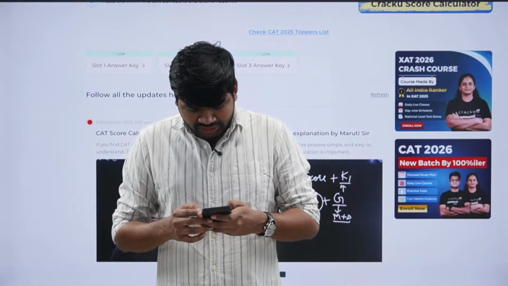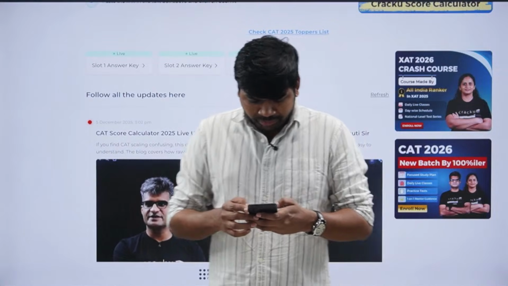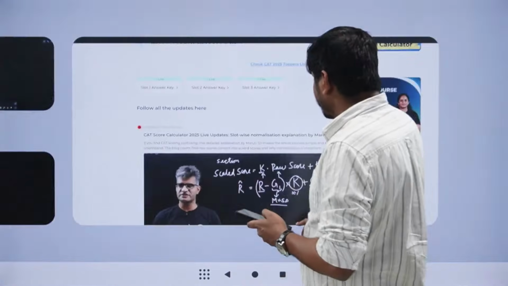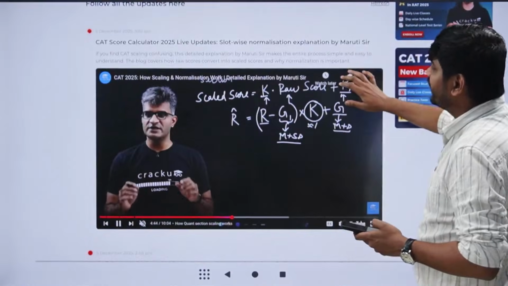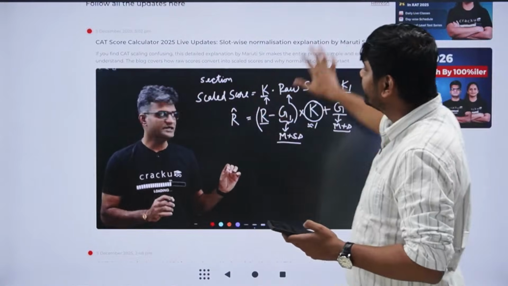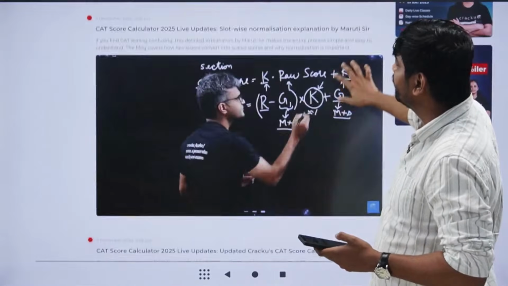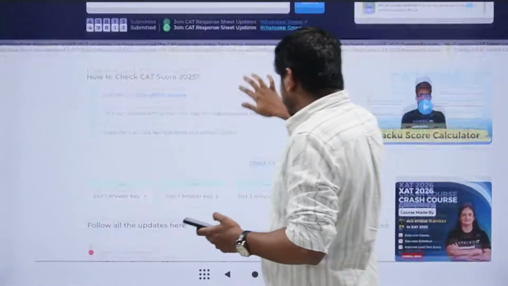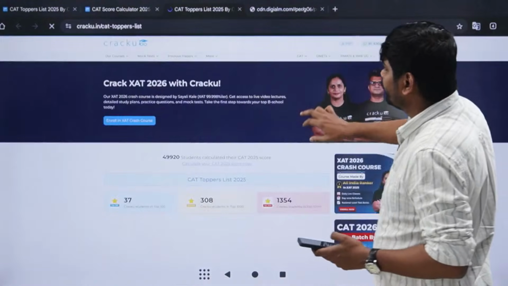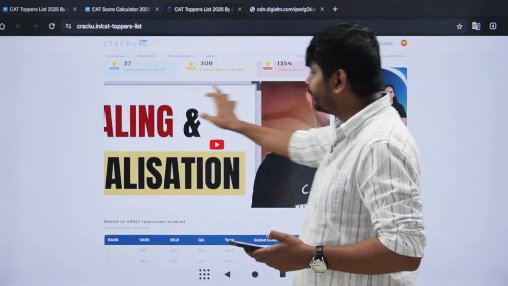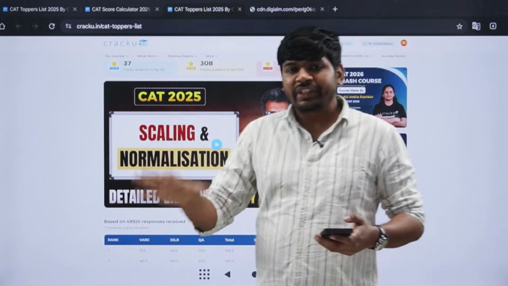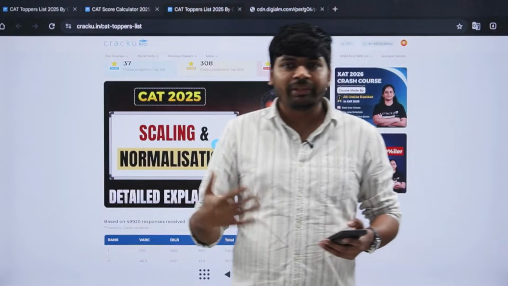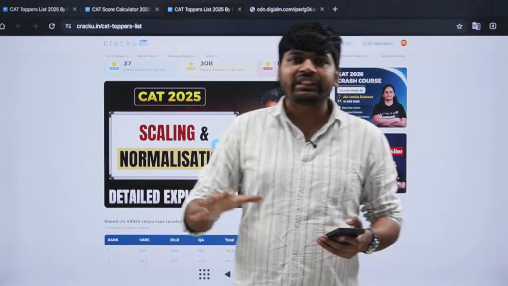Ten marks in LRDI slot 3 scale down to 5 marks. Slot 3 LRDI scale down. Okay. So if you want to understand how the scaling is done, Maruti sir has explained in this video. You can check this video on Cracku CAT score calculator. If you want to check on the website of Cracku top 2025 toppers list, here is the video to make you understand how scaling is done and how normalization is done. And it is explained by Maruti sir himself. And this scaling and entire thing is done by Maruti sir only.